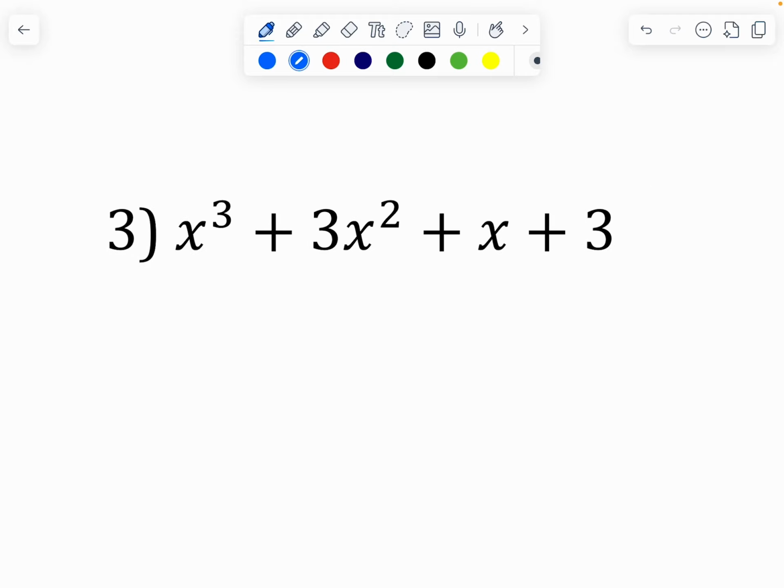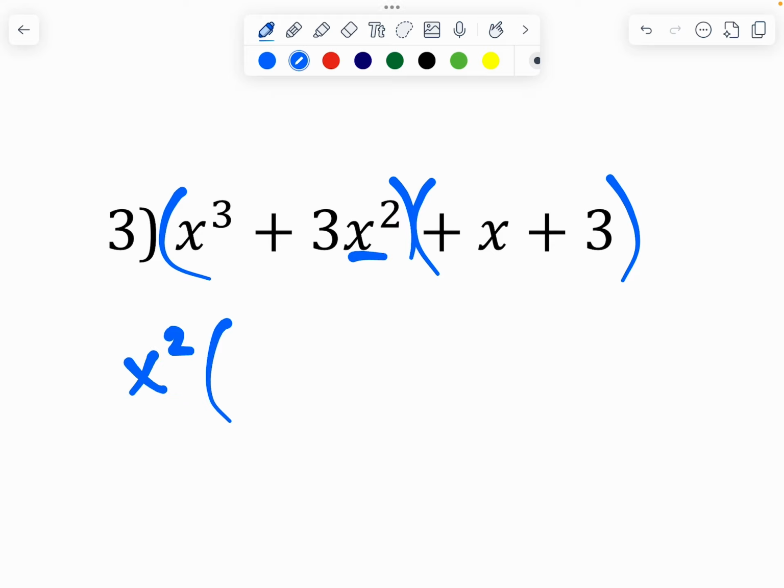Okay, for this one, let's group them. So we got them grouped. This is another special case, so this is kind of a different one that we got to really pay attention to. I can't take any numbers out, but I can take an x squared. So I'm going to take x squared out. I'm going to be left with x plus 3.